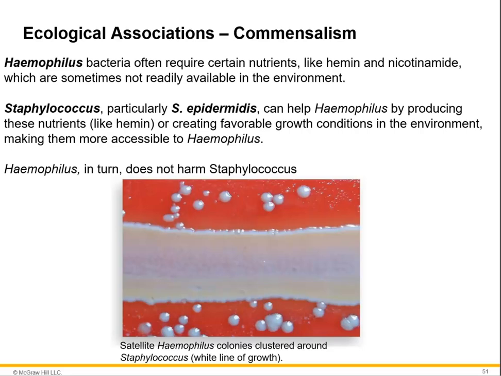Now what happens is Haemophilus needs certain nutrients like hemin to survive, and these nutrients are not readily available in the environment. Staphylococcus produces these nutrients, so Haemophilus kind of hangs around Staphylococcus and uses those nutrients to its benefit, but it does not harm Staphylococcus. And here you can see this streak colonial growth. This is a staph colony. And then you can see these small satellite colonies popping up on the periphery, and these are Haemophilus bacteria.